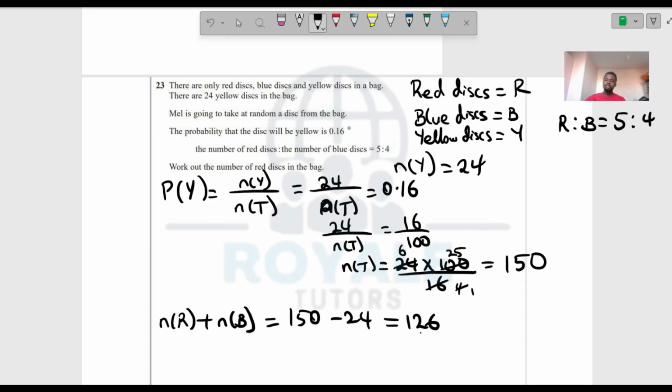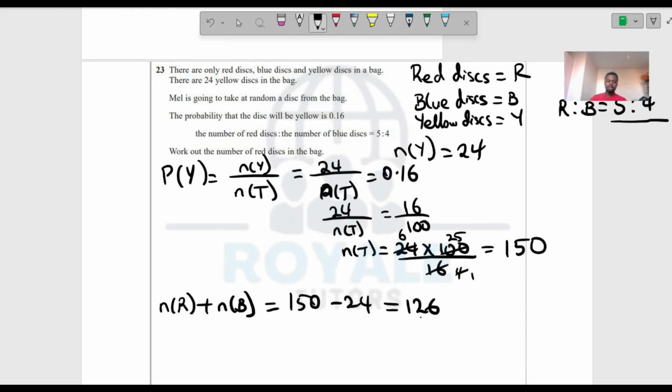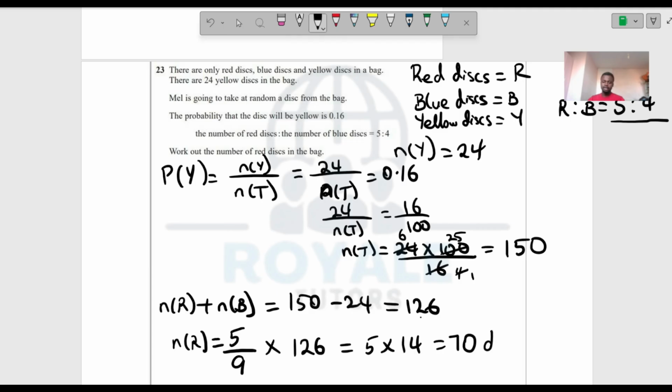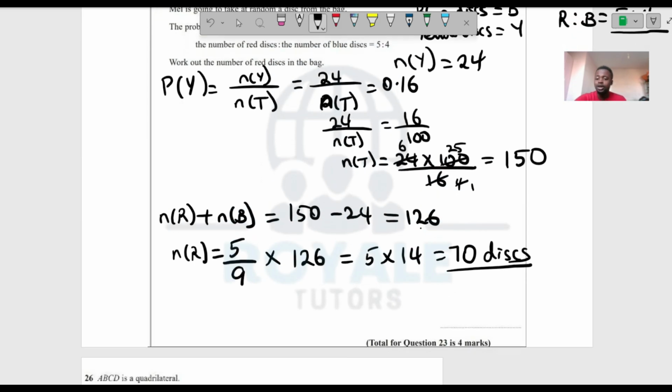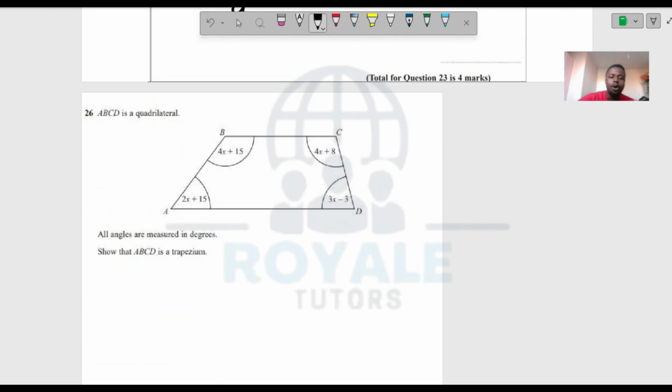So this 126 is what is being shared in this ratio, 5 to 4. They want us to work out the number of red discs. So the number of red is going to be the ratio for red over the sum of the ratio, which is 5 plus 4, multiplied by 126. That is 5 multiplied by 14, and that's going to be 70 red discs. That's it. You have your answer, and then you have your 4 marks.